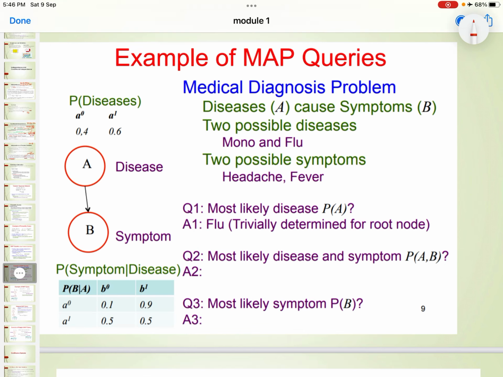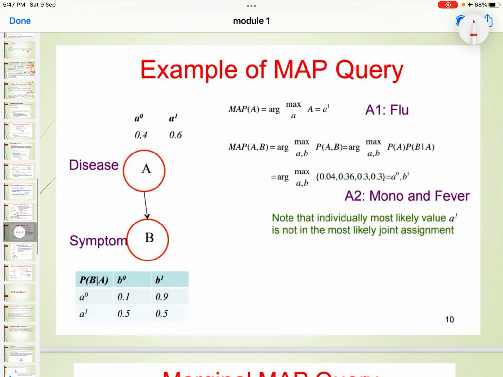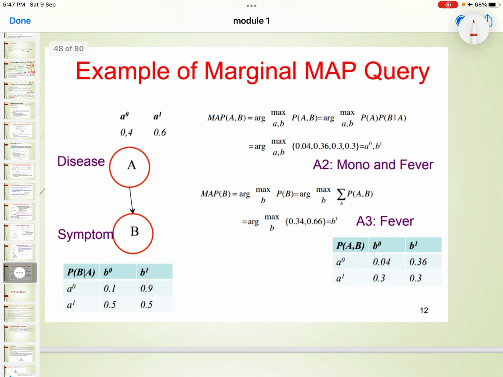Then an example of MAP queries is the medical diagnosis problem. There is a medical diagnosis problem given to you and you need to figure out the most likely disease, the most likely diseases and symptoms. All this you figure out with the help of a Bayesian network model. So this is there. Next, again, this is marginal MAP queries. Example of marginal MAP queries.